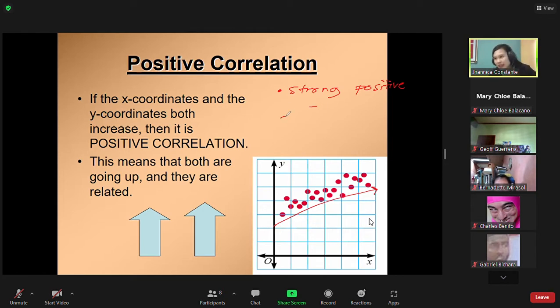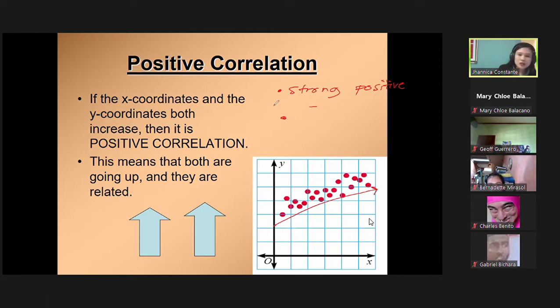And the second type of positive correlation is what we call the weak positive correlation or the weak positive association. When we have the weak positive association, that means the dots in the graph that we have are separated, but with the same direction that is going to the right. Or the dots that we have on the graph are scattered.